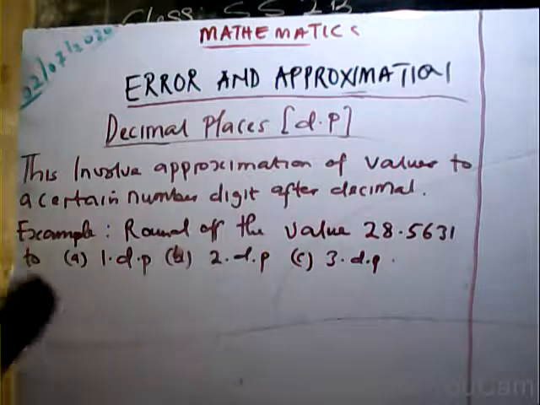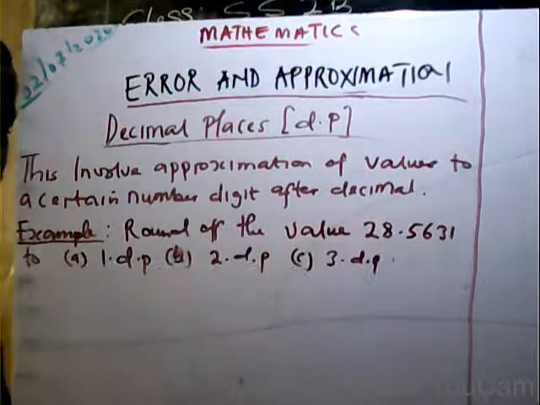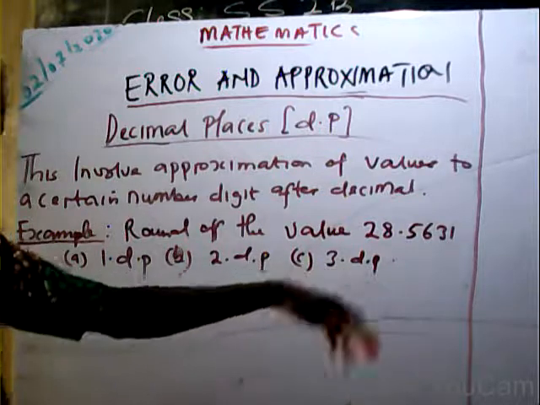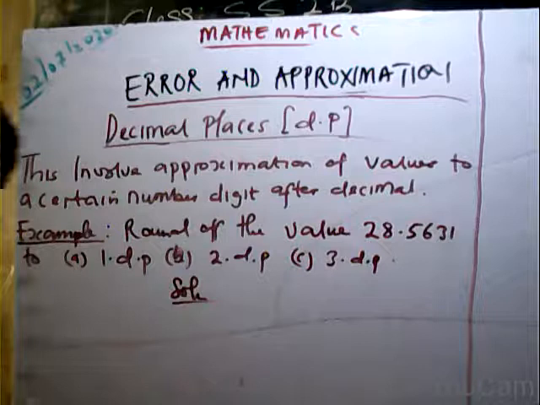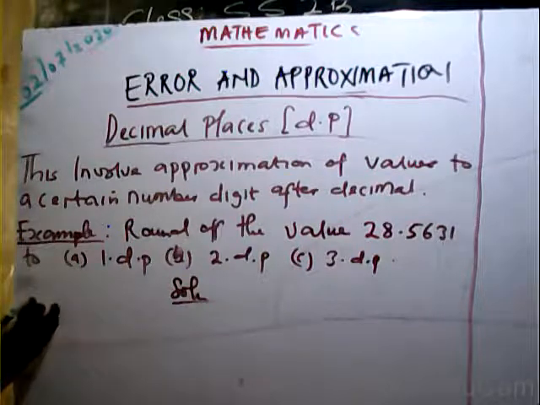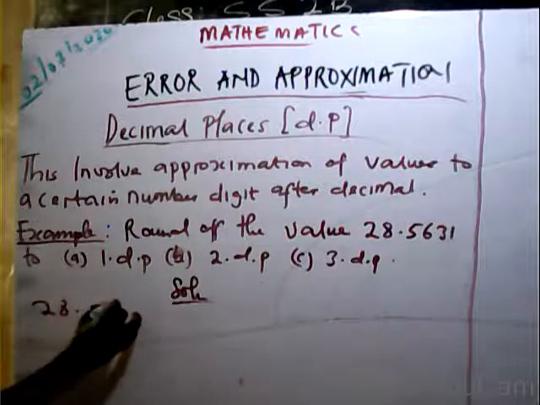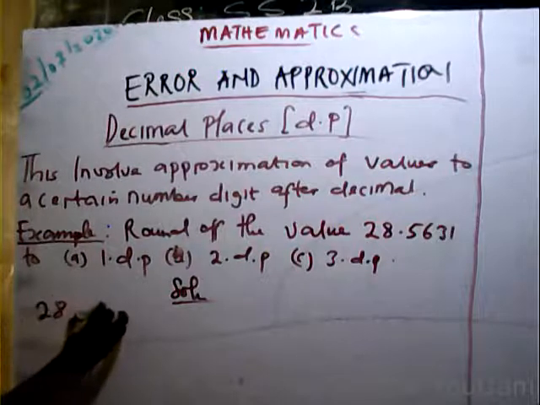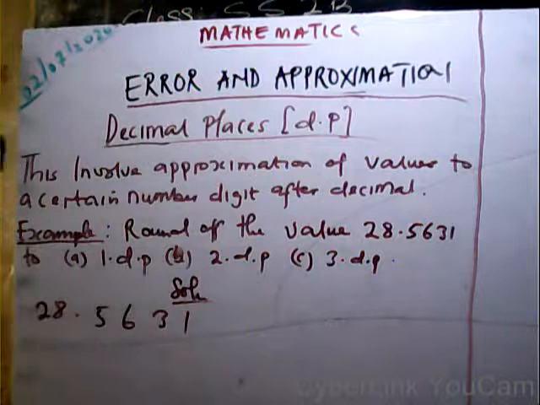Now, let's consider this example. We want to round the number 28.5631 to 1 decimal place, 2 decimal places, and 3 decimal places. We have 28.5631.